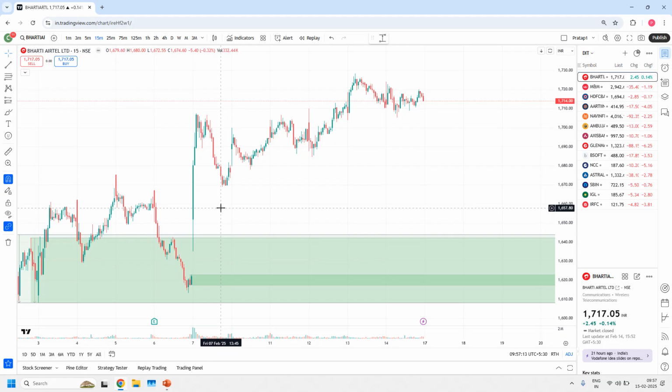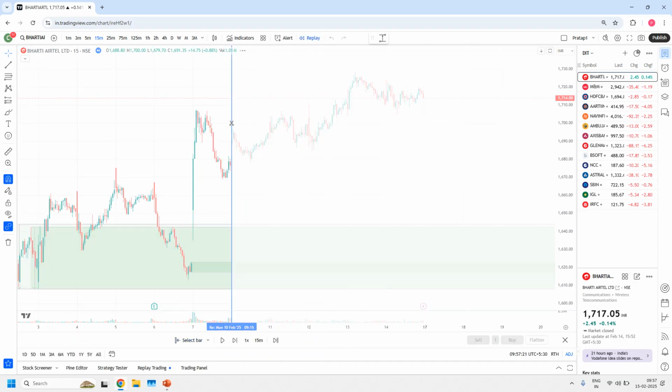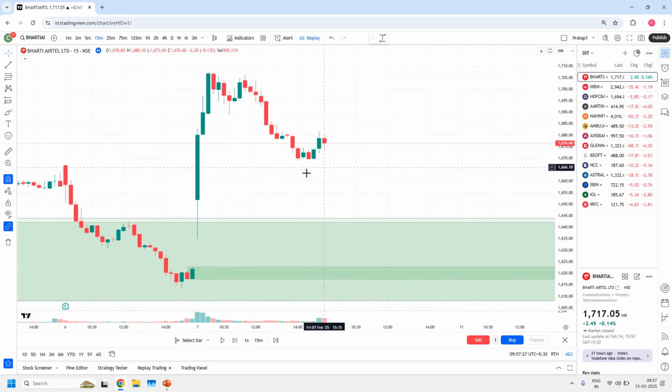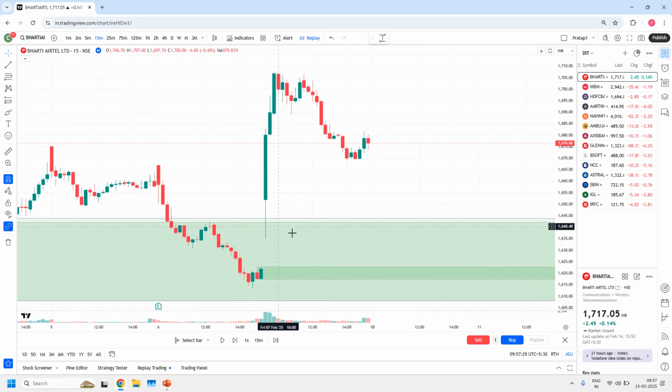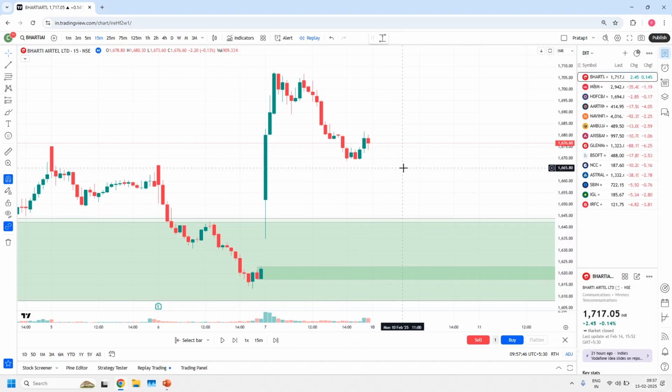Even before that, let me do one thing. Let me use the replay bar so that I can explain in an effective way and you understand it much better. When this zone was created, our software identified this zone during the last week. Today we are at 15th February 2025 and we discussed it on 8th February 2025. So on 8th February we generated our software report and identified this stock.